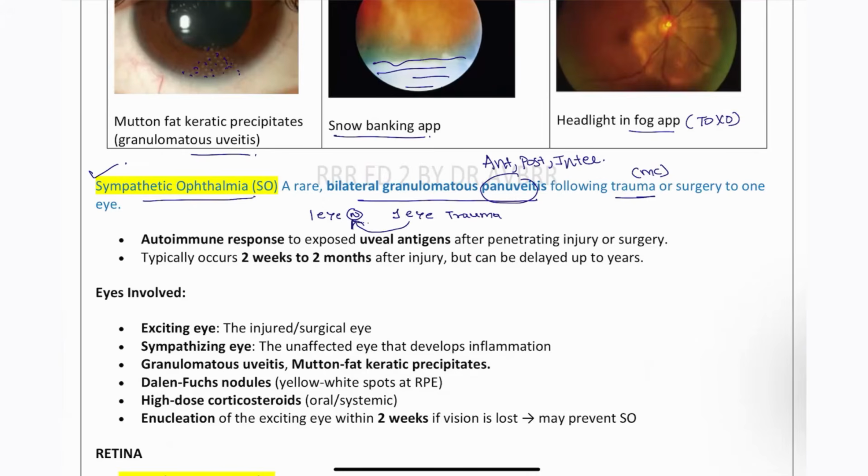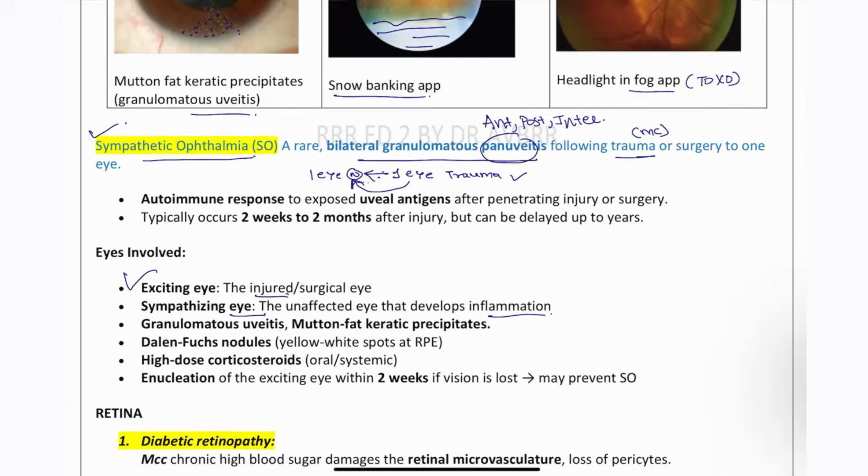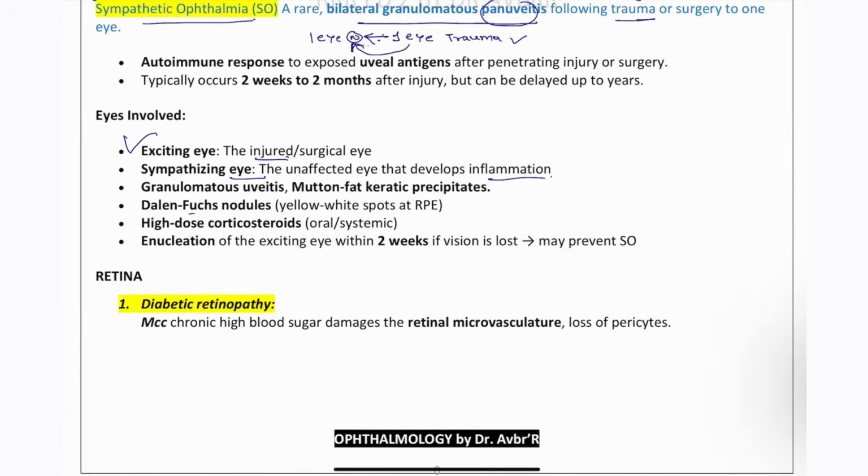So this is like a sympathy. If one eye is damaged, the other also gets damaged like that. So sympathetic ophthalmia means like that. The patient having an injury in one eye, the sympathizing eye is going to develop inflammation, right? That is what you are going to see in sympathetic ophthalmia. Dalen-Fuchs nodules, mutton fat keratic precipitates, all you are going to see. If it is not treated early, you have to remove the eye which is causing the problem to the normal eye.